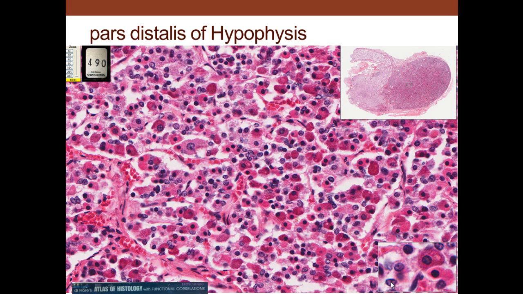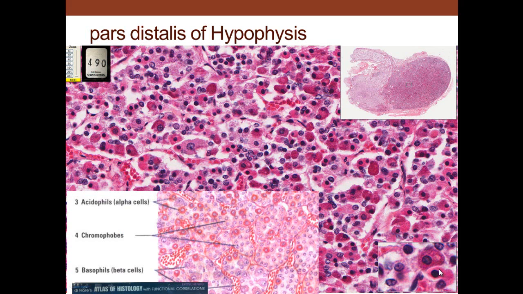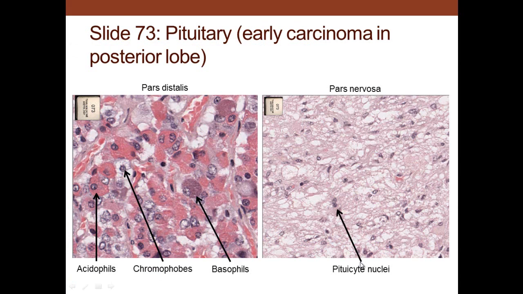Here we can see chromophobes, the basophils, and the acidophils. And here again, that's kind of what we're seeing. The acidophils are the reddish ones that we see. They have a darker nucleus, maybe chromophobe, they don't stain. And then you've got the basophils as well. So that basophil is different than the basophils you have in the blood that we'll learn about later on. So the basophils, chromophobes, and acidophils. This is in the pars distalis.